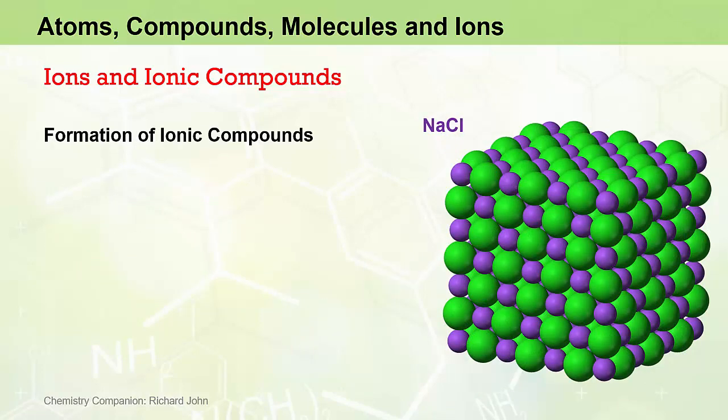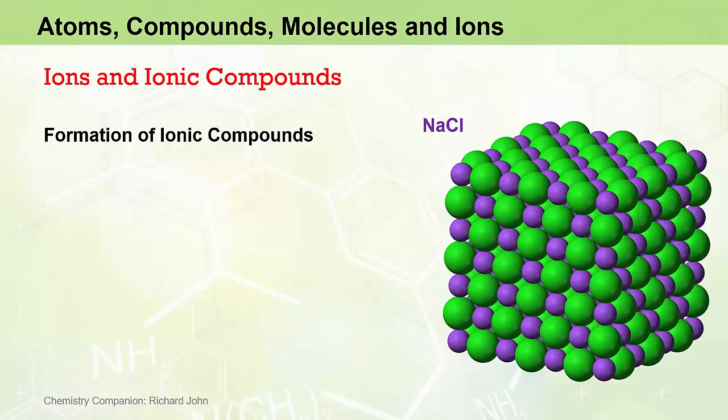Now, an ionic compound is a compound composed of cations and anions, and the strong electrostatic attraction that exists between opposite charges is responsible for holding these cations and anions together in a stable, three-dimensional arrangement called a crystal lattice, such as is represented here for sodium chloride.